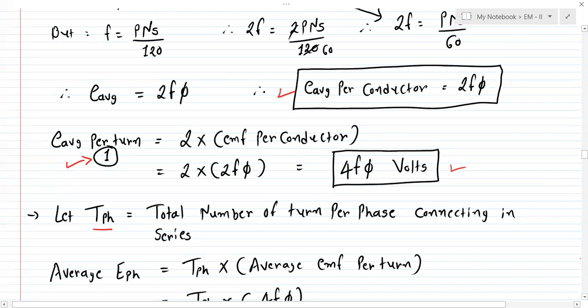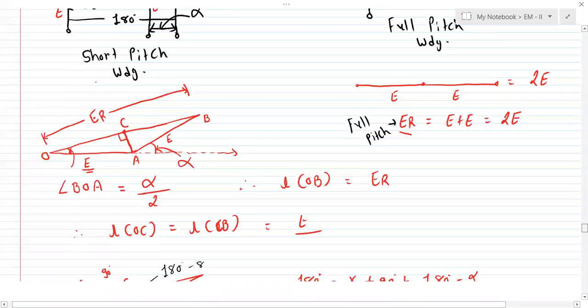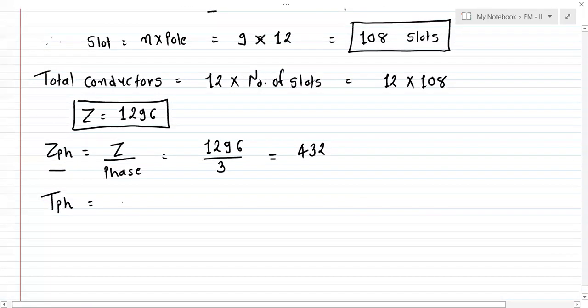So now we are talking about the conductor. Here, average EMF per conductor. Actually we have to find per turn. So 1 turn is equal to 2 conductors. So TPH is nothing but ZPH divided by 2. Conductor per phase we have is 432. Divide by 2, so it is the turns per phase.